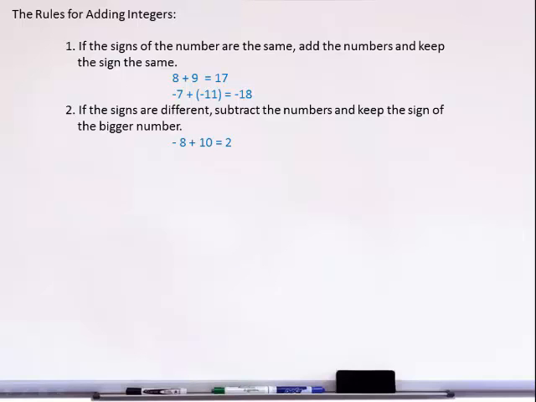So if I have -8 plus 10, I've subtracted. 10 was the bigger number, so my answer is +2. If I have 11 plus -15, 15 was bigger, so my answer is -4.